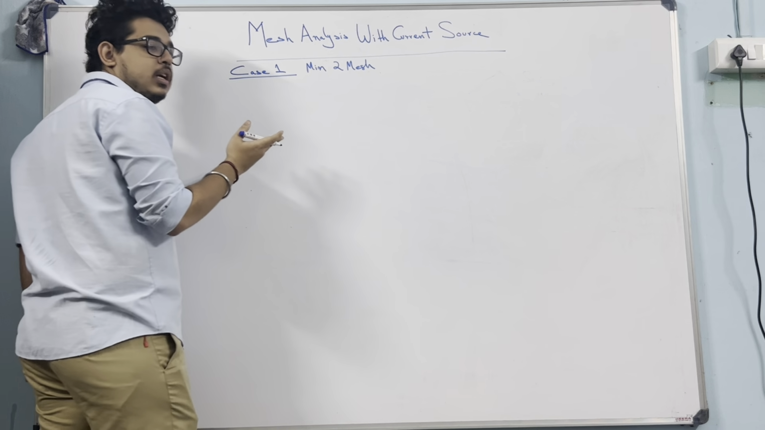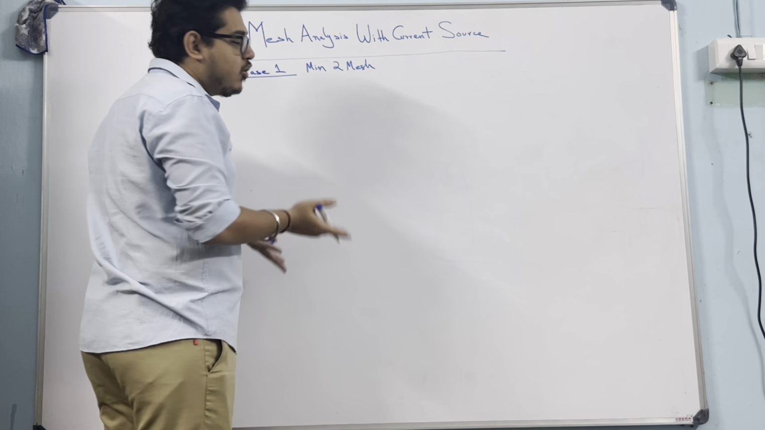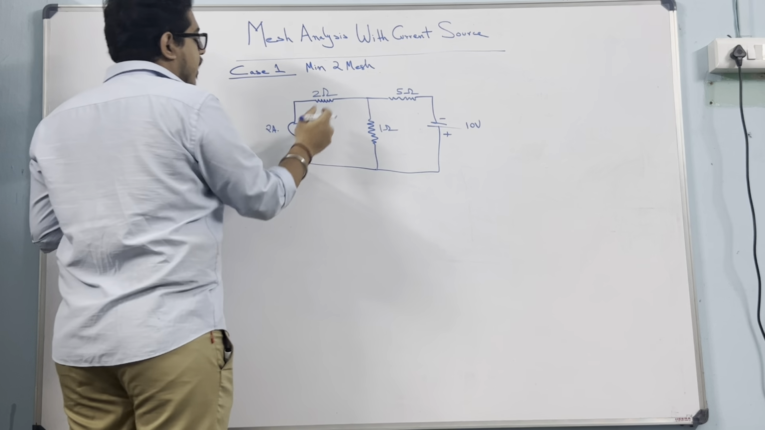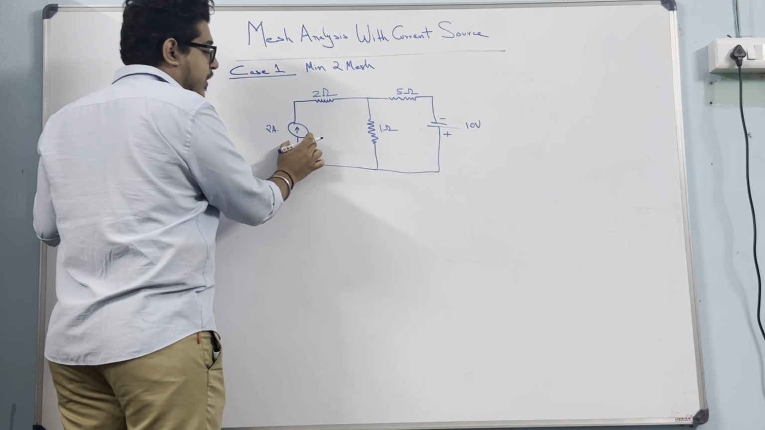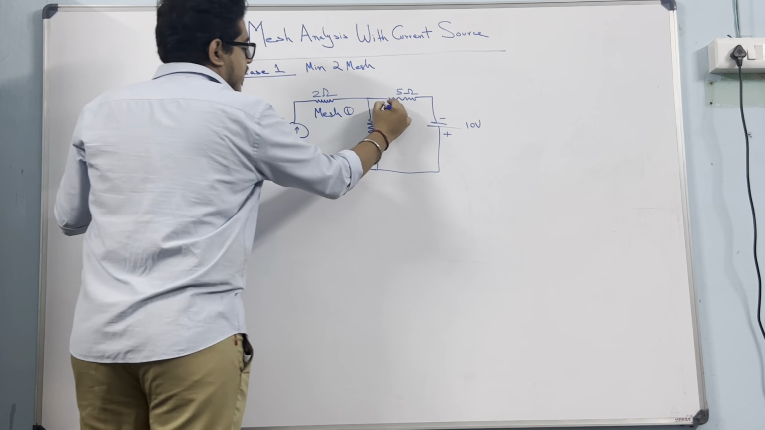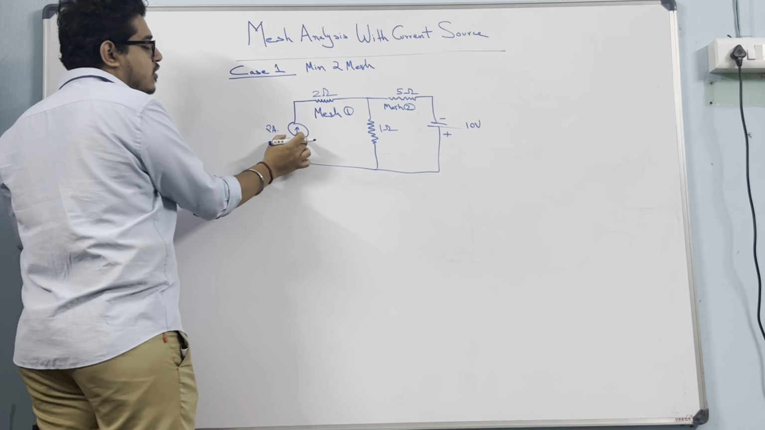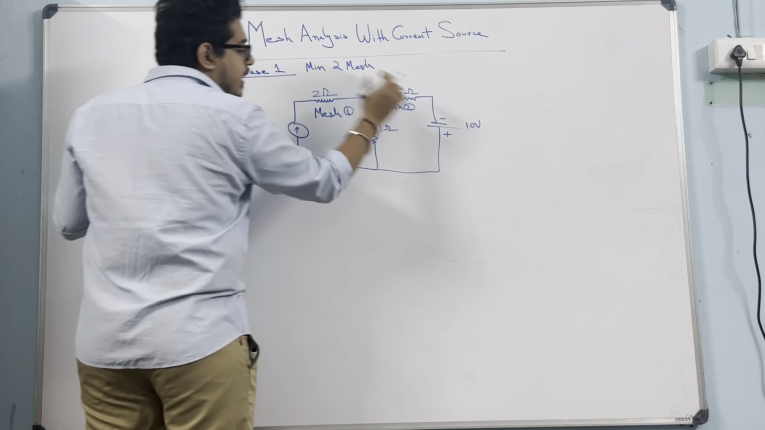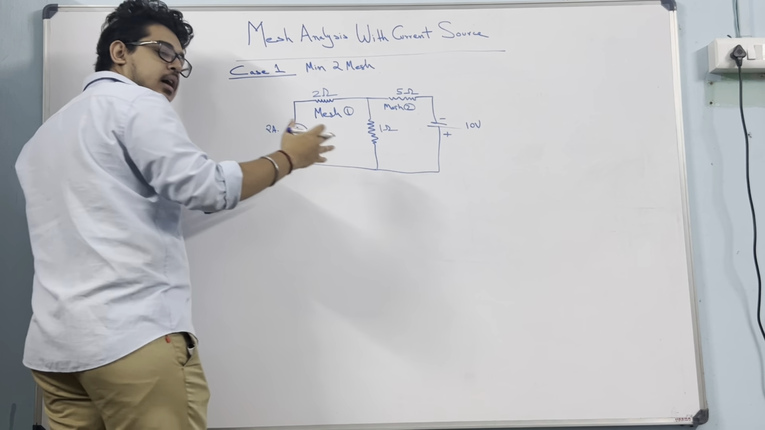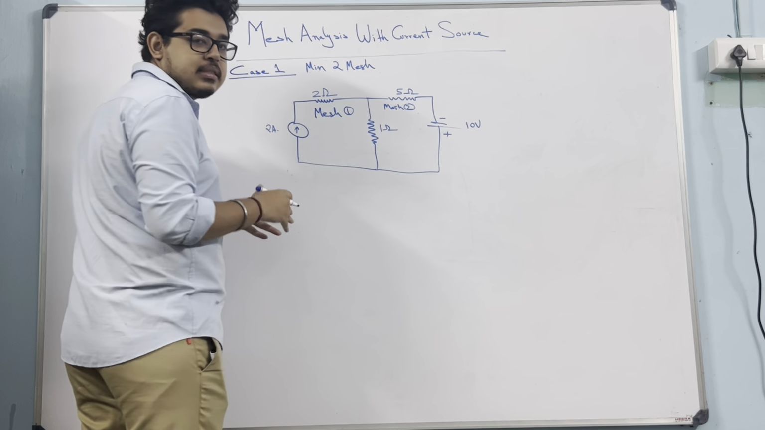We already saw what is to be done for a single mesh. We will automatically say this is the current, and you can write the potential drop across the resistance as I into R. Case 1 is when the current source is present in only one mesh. This is mesh 1, this is mesh 2. The first case is that the current source is either in mesh 1 or in mesh 2. If there is a current source in either one of the meshes, we term it case 1.